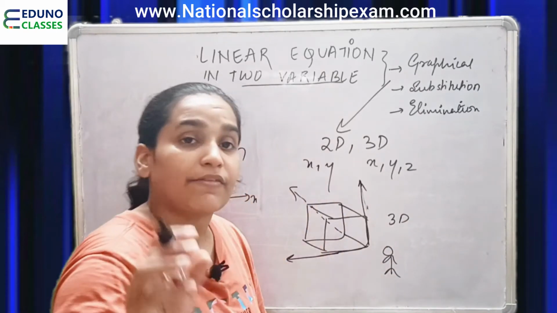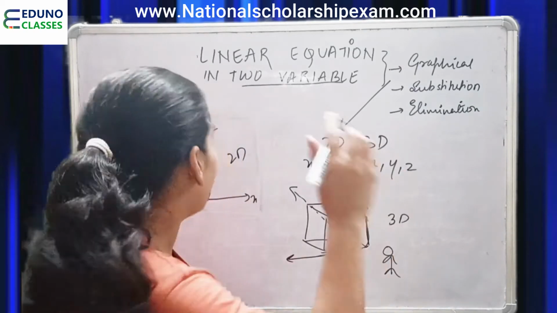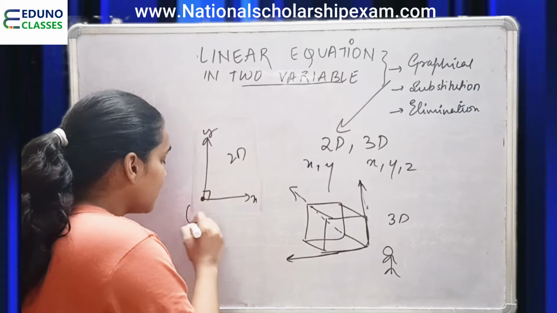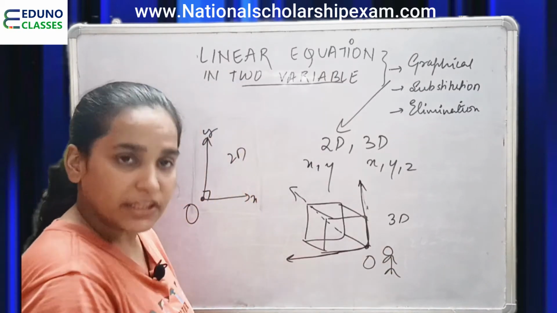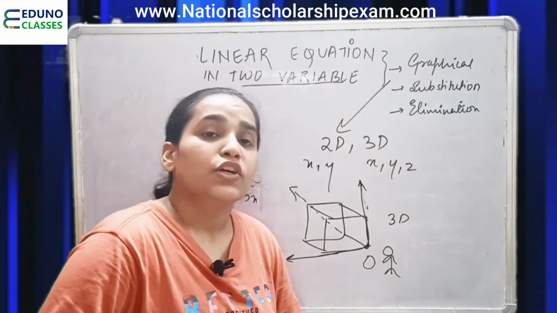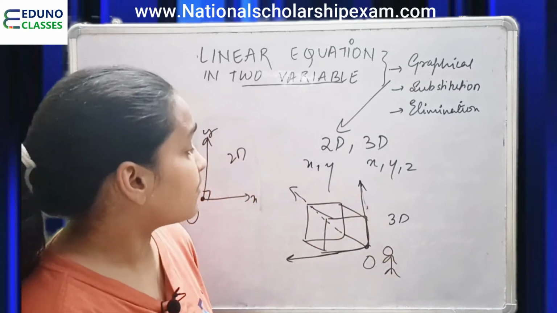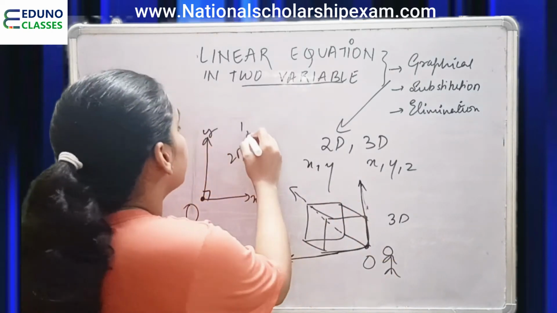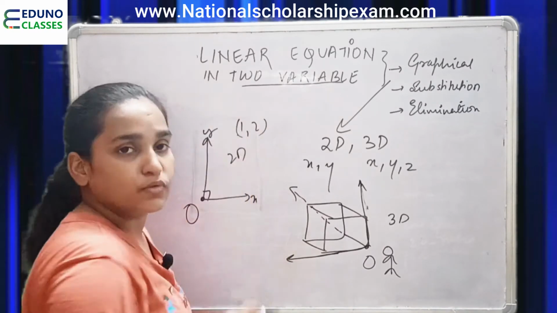A 3D graph has three axes which are mutually perpendicular to each other, and the point where these axes meet is called the point of origin. This point of origin is mostly used as a point of reference. Suppose we say some point is 1, 2 here, that means from the origin this point is 1, 2.